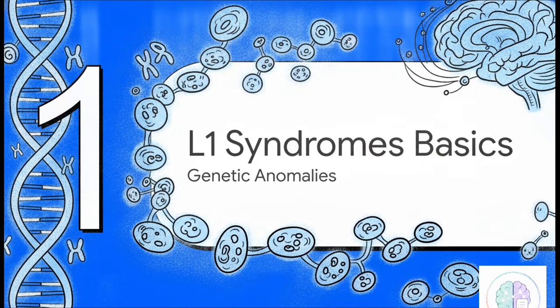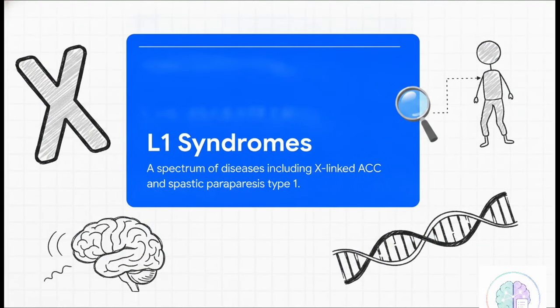L1 syndromes, the basics. Okay, so L1 syndromes aren't just one single presentation. They're actually a whole spectrum of diseases. The big ones to keep in mind are X-linked agenesis of the corpus callosum, or ACC, and spastic paraparesis type 1. The crucial takeaway right off the bat is that we are dealing with a specific spectrum of X-linked neurological conditions. That genetic inheritance pattern is absolutely vital to how we screen and counsel patients.